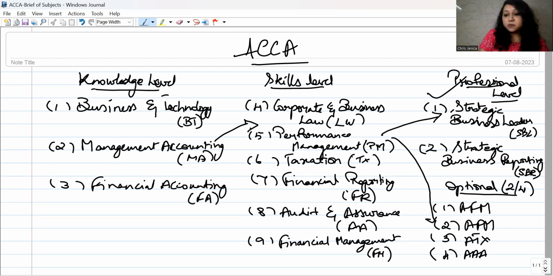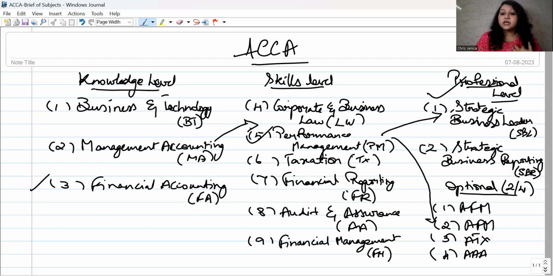Now, this management accounting paper, as I told you, is the base of Performance Management at skills level, then Strategic Business Leader and APM. If you're choosing BT as your first paper, then financial accounting as your second paper, the last paper in the knowledge level that you choose is MA. Then, immediately when you go to skills level, it is better to choose Performance Management. Why? Because, for example, I'm studying MA this August, June to August.